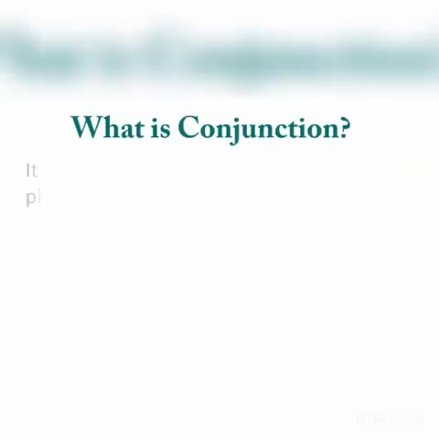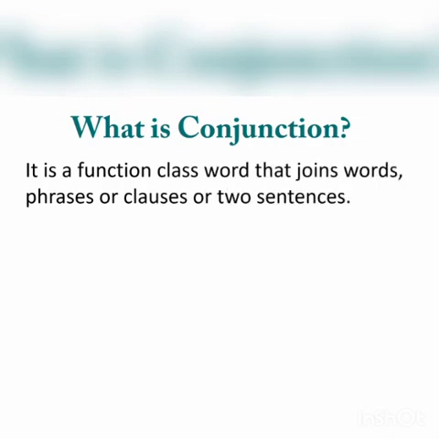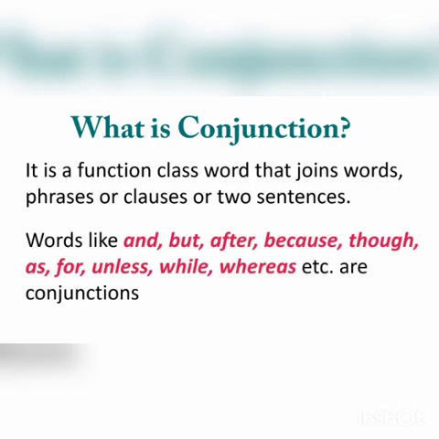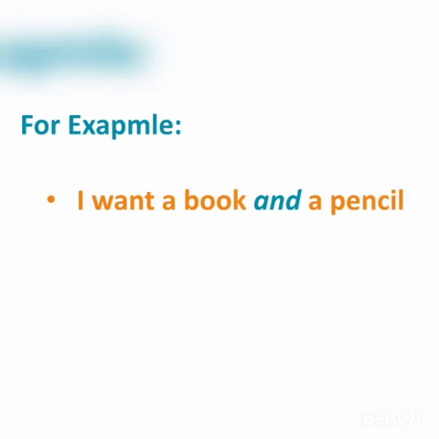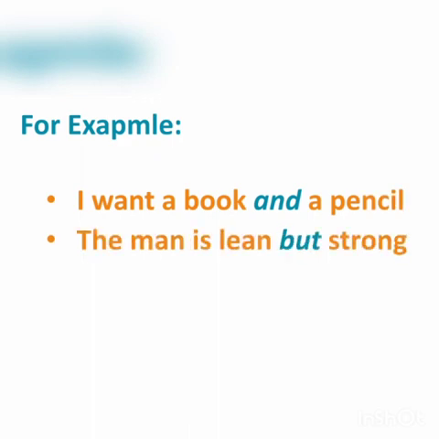First one, what is conjunction? It is a function class word that joins words, phrases, clauses or two sentences. Words like and, but, after, because, though, as, for, unless, while, whereas, etc. are conjunctions. For example, I want a book and a pencil. The man is lean but strong.